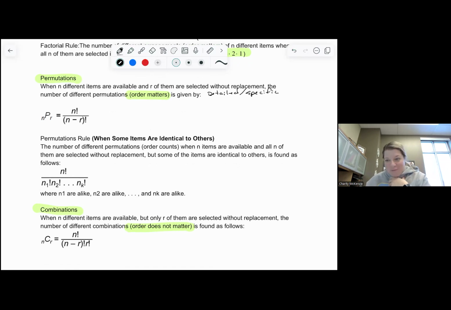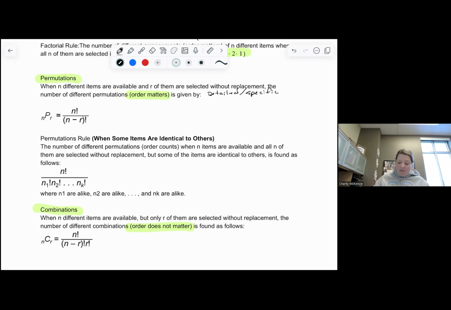So if I'm running a race, I want to be first because I am competitive. When you're running and you have places, order matters, so it's going to be a permutation. If I need 3 people to come represent the college at this event, just 3 people, then order doesn't matter because I am just picking 3 people. They don't have president, vice president, secretary, or anything specific. It's just picking 3 people.